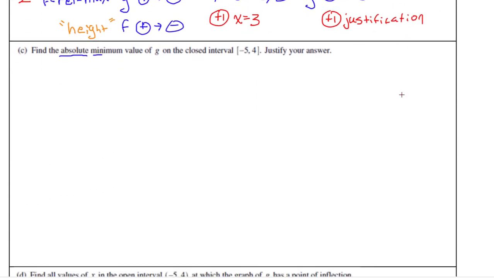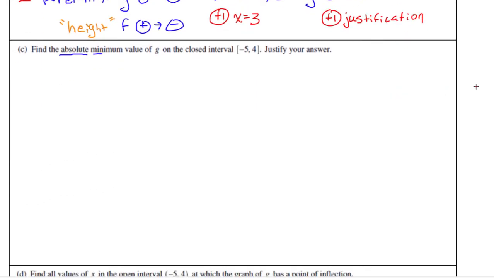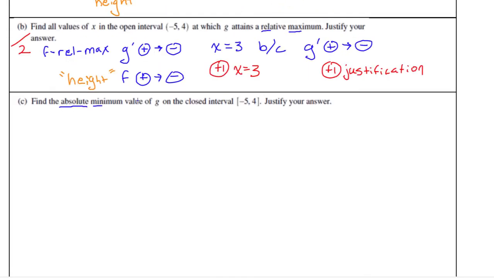For part C, absolute minimum. All right, so not maximum. I'm not going to get that mixed up now. Absolute minimum. Whenever you see the word absolute, you have to make a table every single time. You can only find relative minimums by doing the negative to a positive.